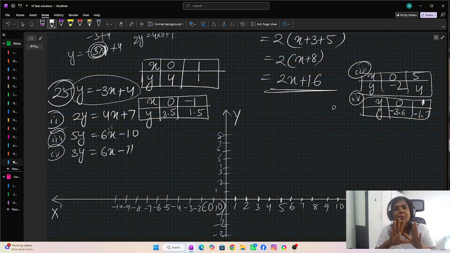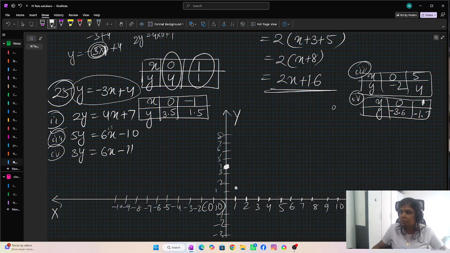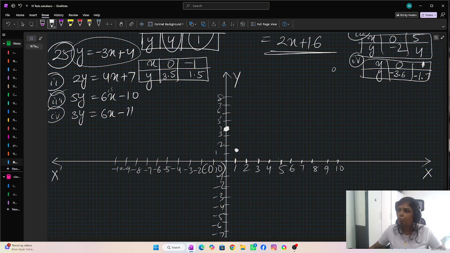Now after doing the calculation from the equations to the points, what are the points, students? You see 0 and 4 as the xy value, and 1 and 1 as the xy value. The first point is (0, 4) and the second point is (1, 1). Yes students. Now we will join and extend. Use the ruler to join.